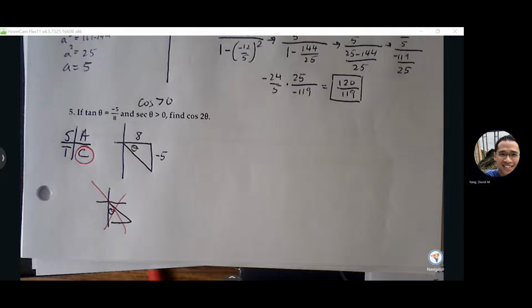Opposite over basis. So the y value is going to be negative because you're talking about the fourth quadrant, but the x value is going to be positive. Okay, Pythagorean theorem will get you to your hypotenuse.